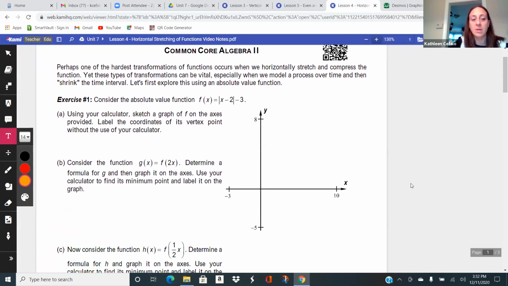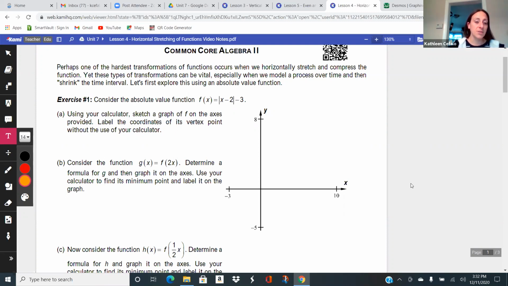Up at the top, it does say perhaps one of the hardest transformations of functions occurs when we horizontally stretch. So please understand, I know that this is challenging, okay? And it says these types of transformations can be vital, especially when we model a process over time, when we shrink the time interval. So these are more challenging just from a visual standpoint. I think they look backwards from what we would expect. Normally our horizontal transformations will look backwards.